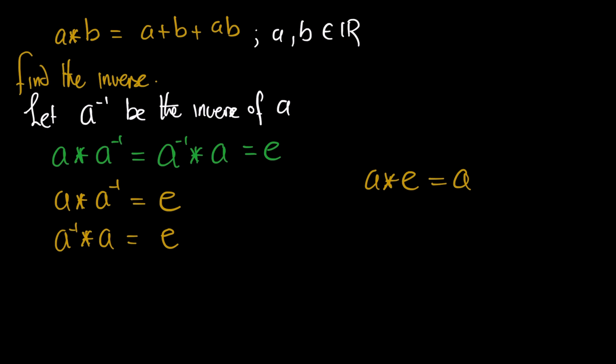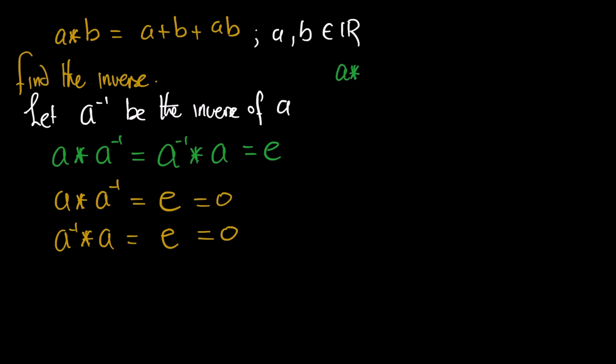And once we get the identity element, both of them should give us 0. So we are going to make good use of this property. Don't throw it away. A star the inverse of A should give you the identity element. A star the identity element gives you A, while A star the inverse, or the inverse of A star A, gives us the identity element, which is 0. Now remember, we have been given this property and we are going to make good use of it.